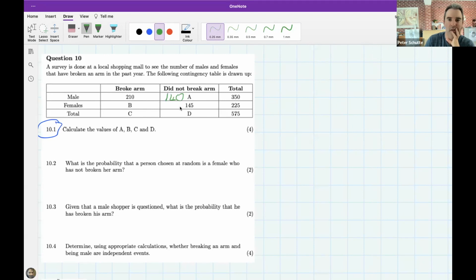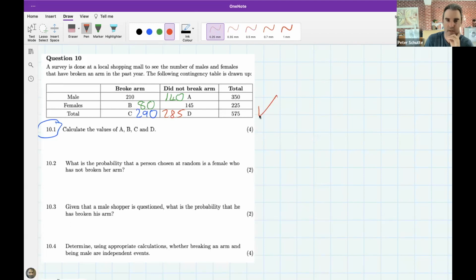That's 140. And then this is going to be 80. What's going to be 290. And this is going to be 285.